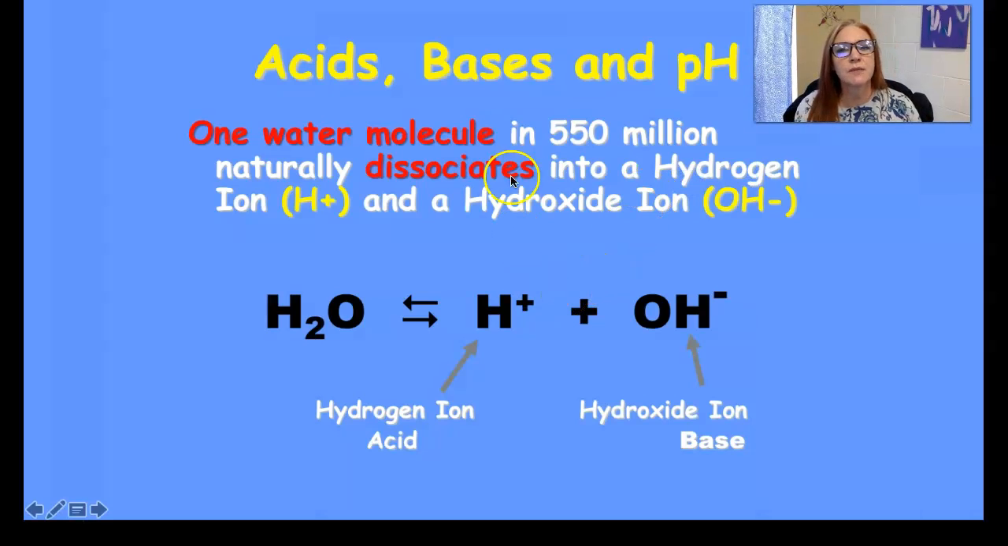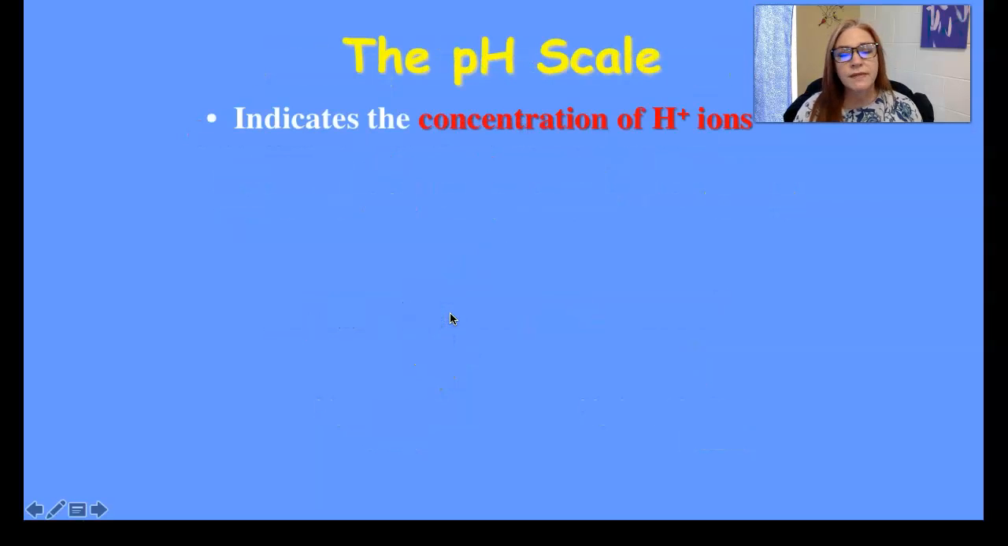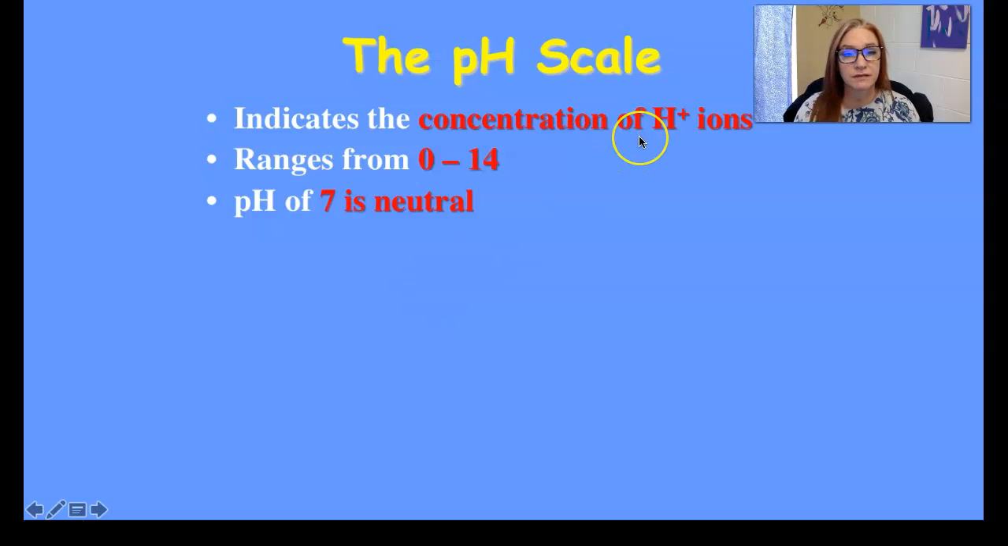All right, one more thing. Okay, let's talk about pH. pH is a measure of hydrogen ions in a solution in water specifically. And naturally, one water molecule in 550 million dissolves to form two separate ions, a hydrogen ion and a hydroxide ion. What that results in is what we call the pH scale, which is a measure of the concentration of hydrogen ions in a solution. And it ranges from 0 to 14 on the scale. I'll show you the scale in just a sec.